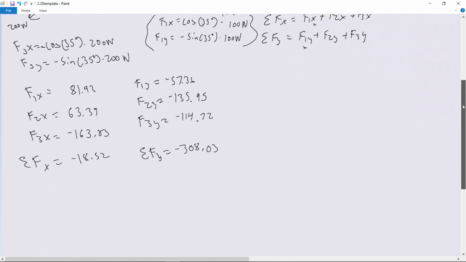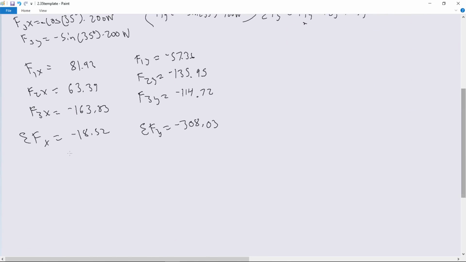And remember, the resultant has to have a direction, and it has to have a total magnitude. So to find the magnitude, all we do is take the square root of Fx squared plus Fy squared, and these are the sums. So we just put this in there and put this in there, and what this comes out to be is 308.59, and that's the magnitude. And now we gotta find the angle.